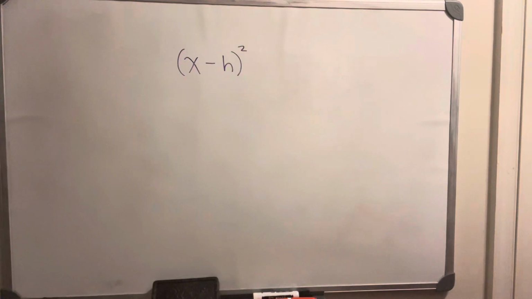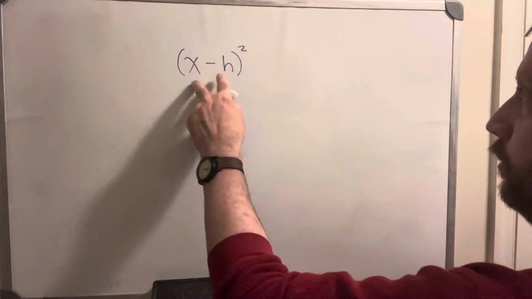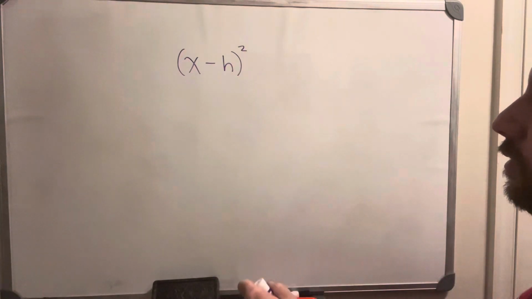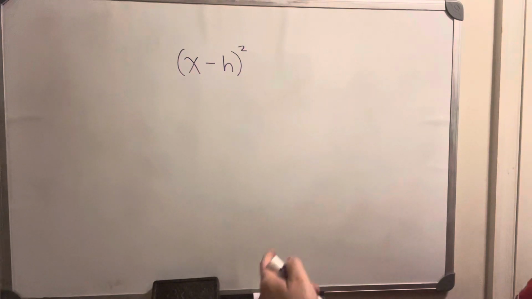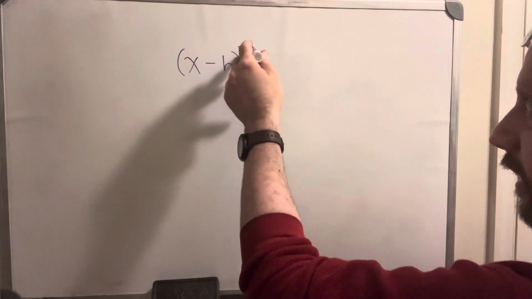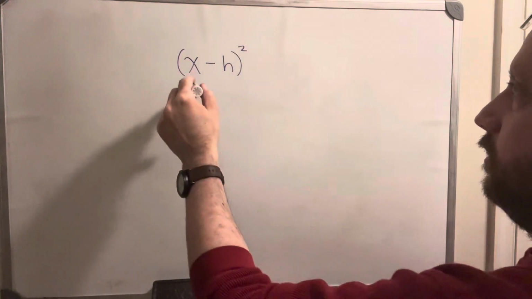So you wanted to expand this. If you haven't worked with binomials before, this is a binomial. Bi means 2. There's 2 things here. And we're raising it to the power 2. What does this mean? It means you're taking x minus h and you're multiplying it by itself, right? So we can write it like this.